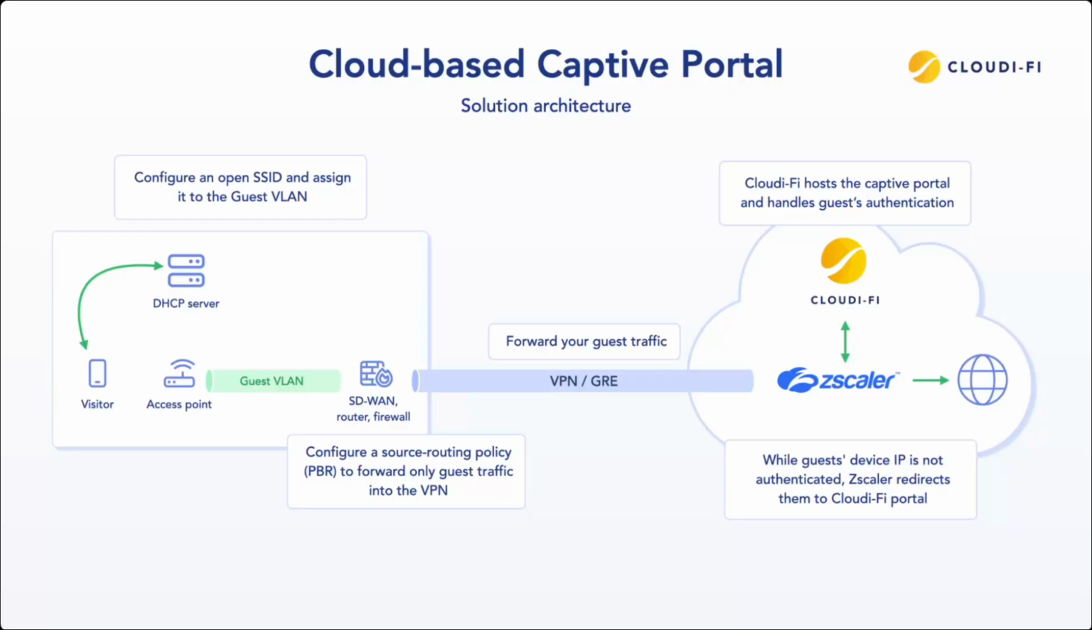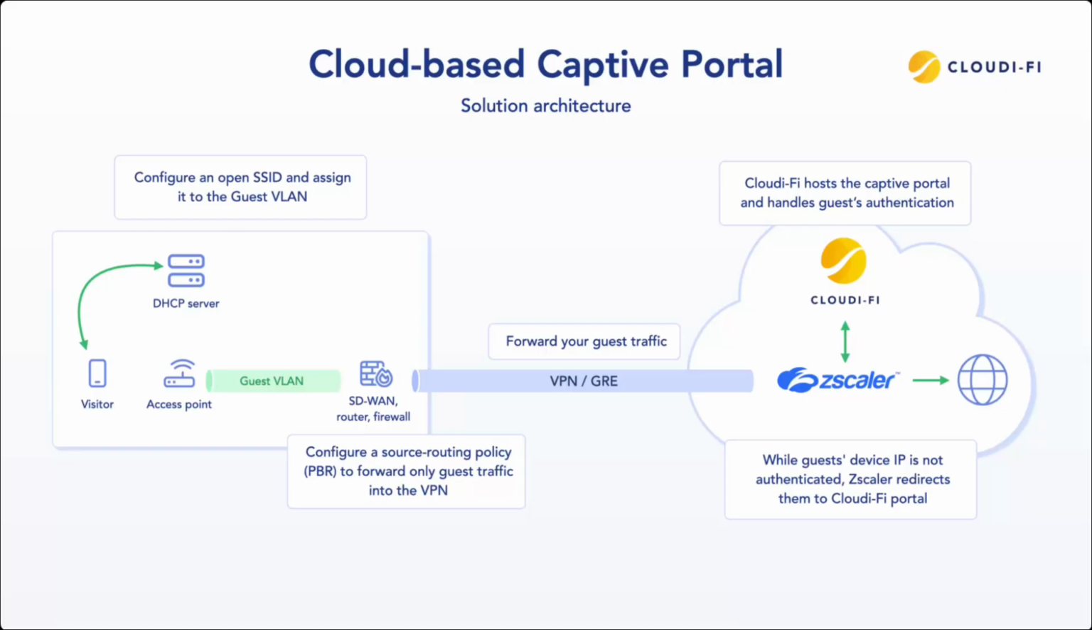In this example, we see a customer site that is connected to Zscaler ZIA using an IPsec or GRE tunnel with their guest traffic forwarded over the tunnel. The Zscaler tenant has Cloudi-Fi embedded using our API framework, allowing for redirect to the captive portal, as well as utilizing Cloudi-Fi as the identity provider. Now that we have the basics covered for communication, let's go over the steps on how the product works.